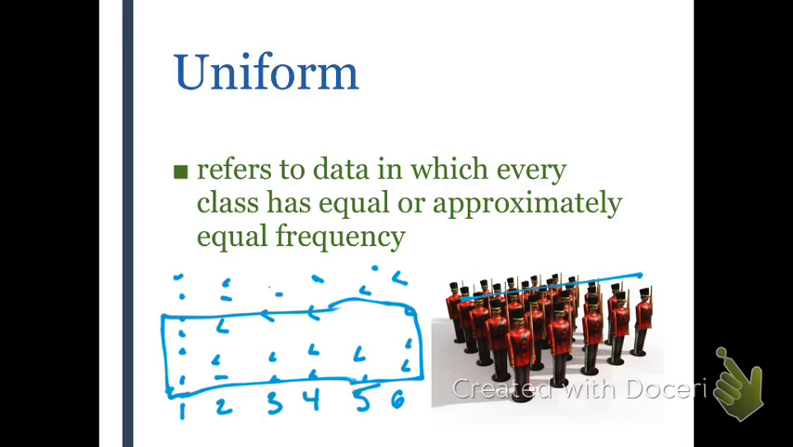So you would hope that they would all have an equal amount. Now that may not necessarily be true, but we would call that a uniform distribution.